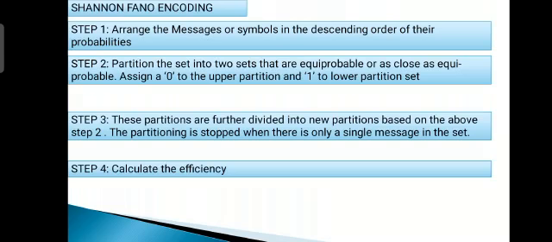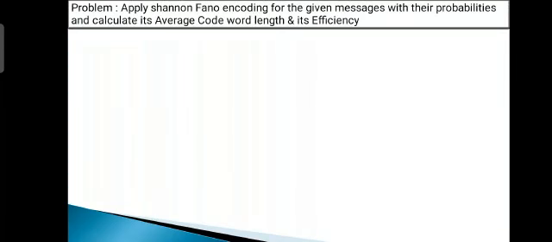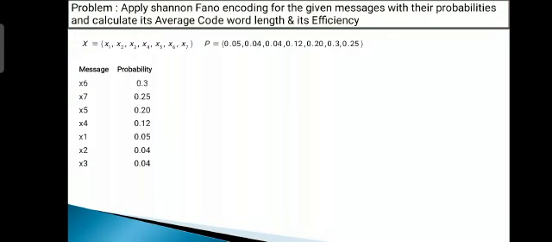So with an example, we'll see how to apply Shannon Fano encoding. The problem I have considered is: apply Shannon Fano encoding for the given messages with their probabilities and calculate its average code word length and its efficiency. So the messages are from x1 to x7 with the probabilities as given. The first step states: arrange these messages in the decreasing order of their probabilities.